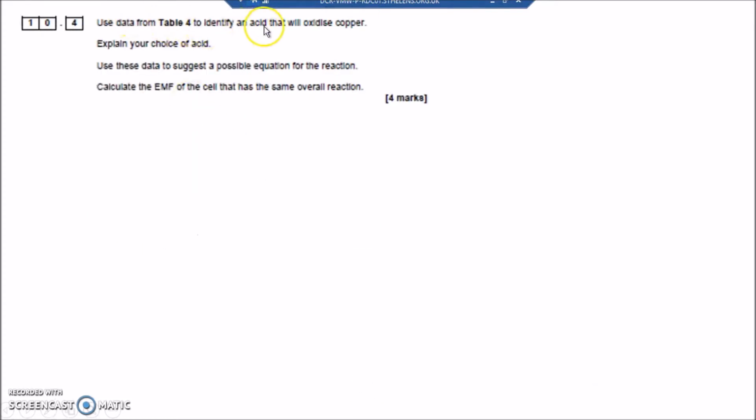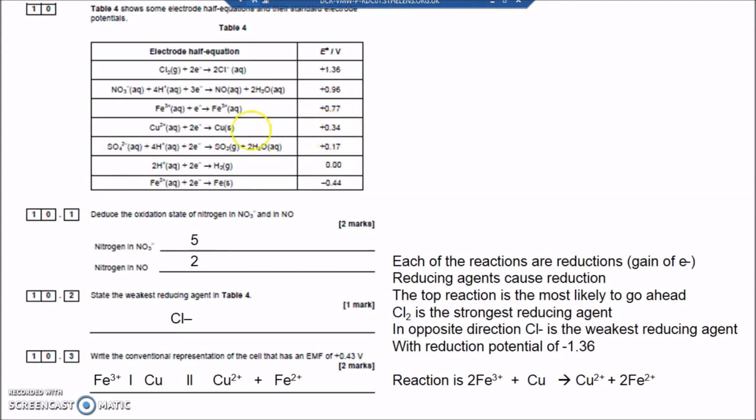Use your data to identify an acid that will oxidize copper. Explain your choice of acid. Write an equation for the reaction and an EMF of the cell for the reaction. So an acid that will oxidize copper. So I've got copper here, copper being oxidized is going to go in this direction here. So when copper goes to form Cu2+ and 2 electrons, it's going to be minus 0.34.